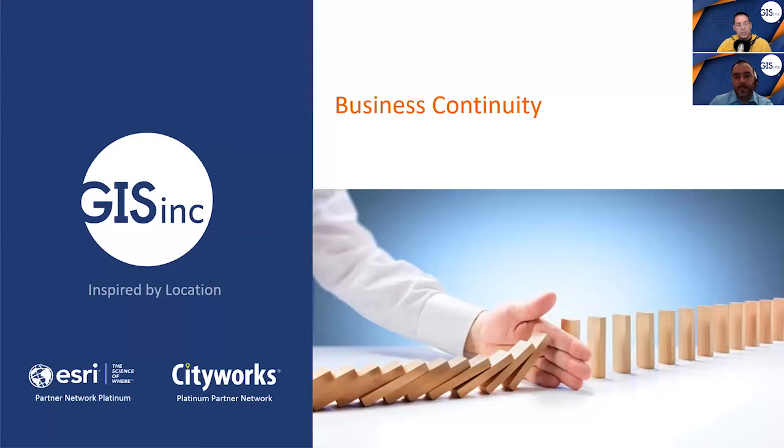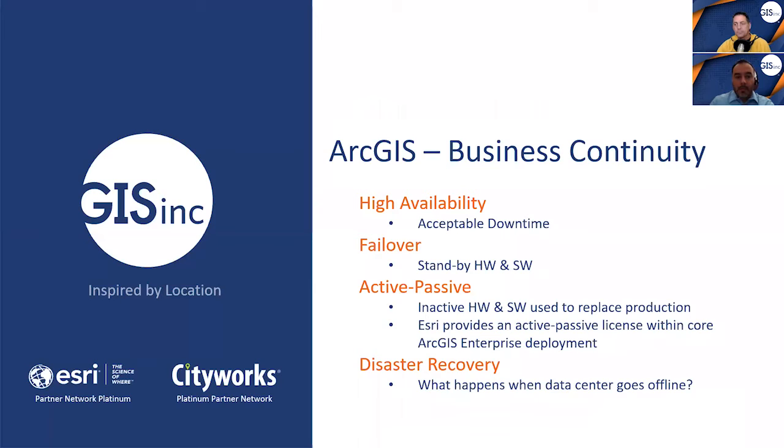Exactly. So let's start with a few terms that might help define what business continuity is in relation to ArcGIS Enterprise and make sure that we're all on the same page. Sure. So we'll start with high availability. It is the acceptable downtime of the system. Then we have failover, which is a standby hardware and software used to replace production when production does go down.